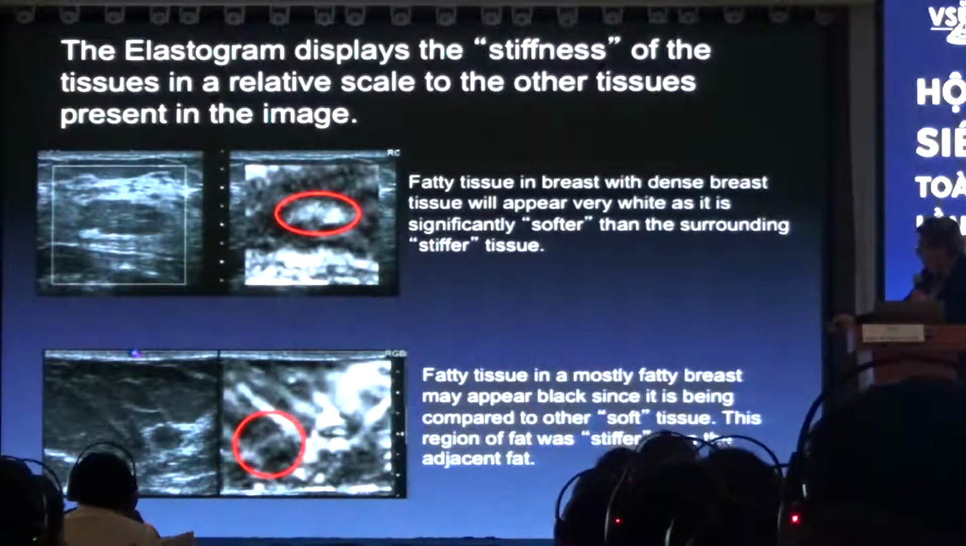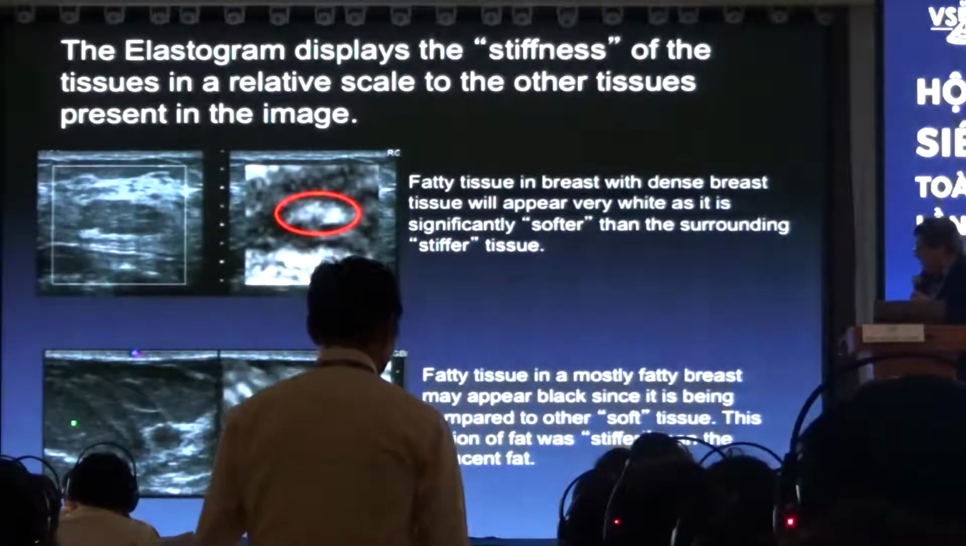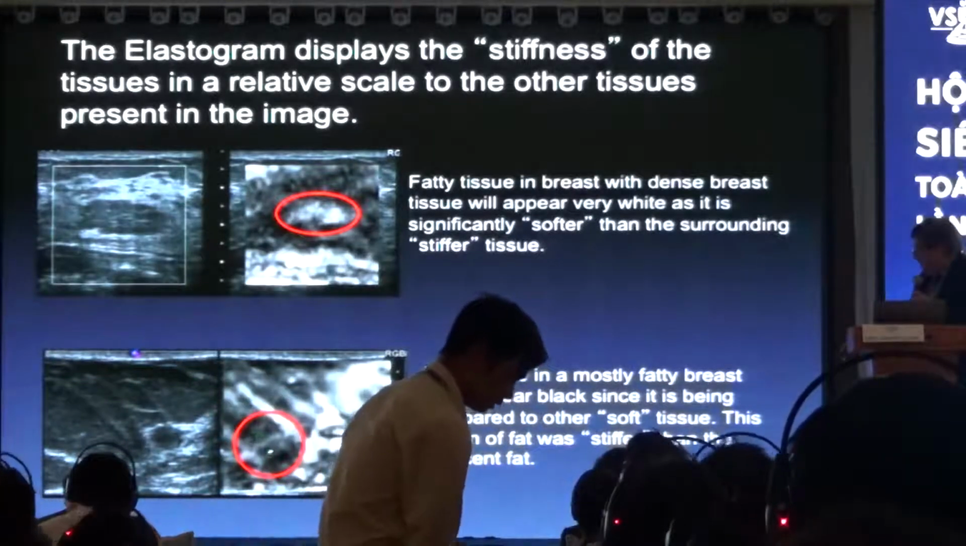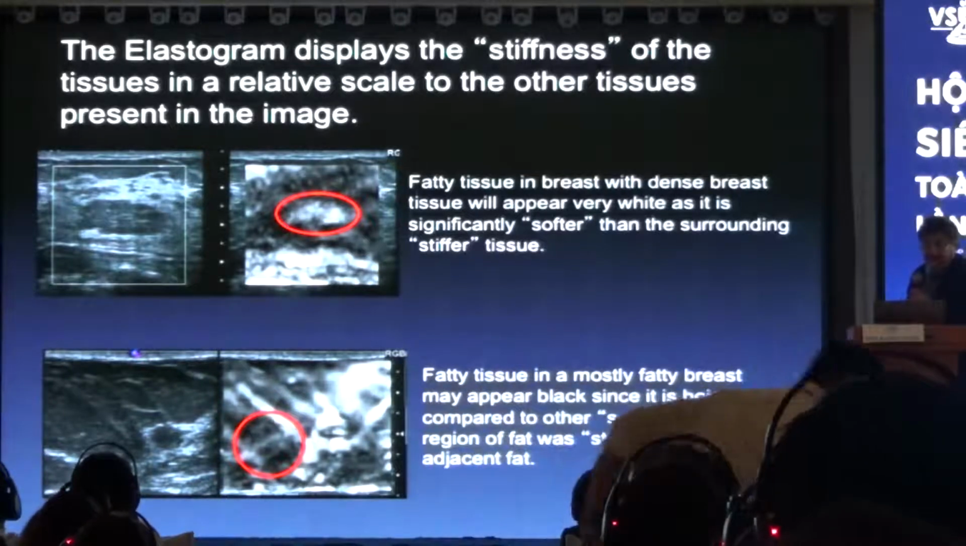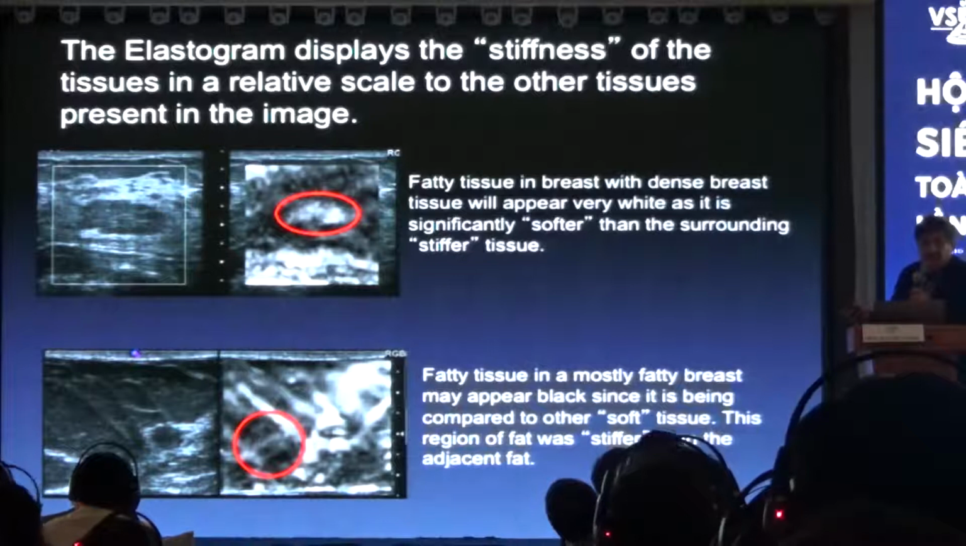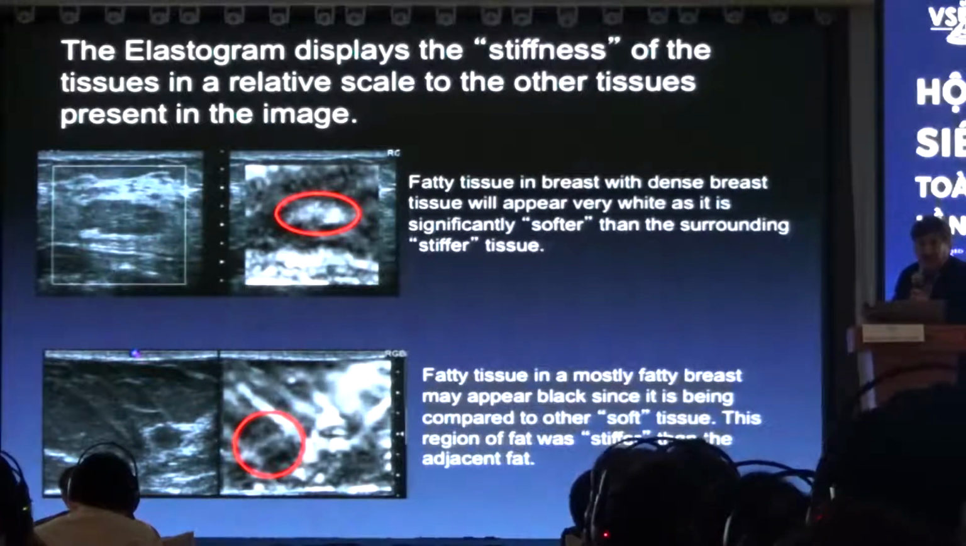So the fat is very soft and the glandular tissue is very stiff. But in this image where I only have fat, a part of the fat is very stiff because it's, for whatever reason, stiffer than the other fat. So we really can't make a decision if something is stiff enough to be a cancer just based on strain imaging.